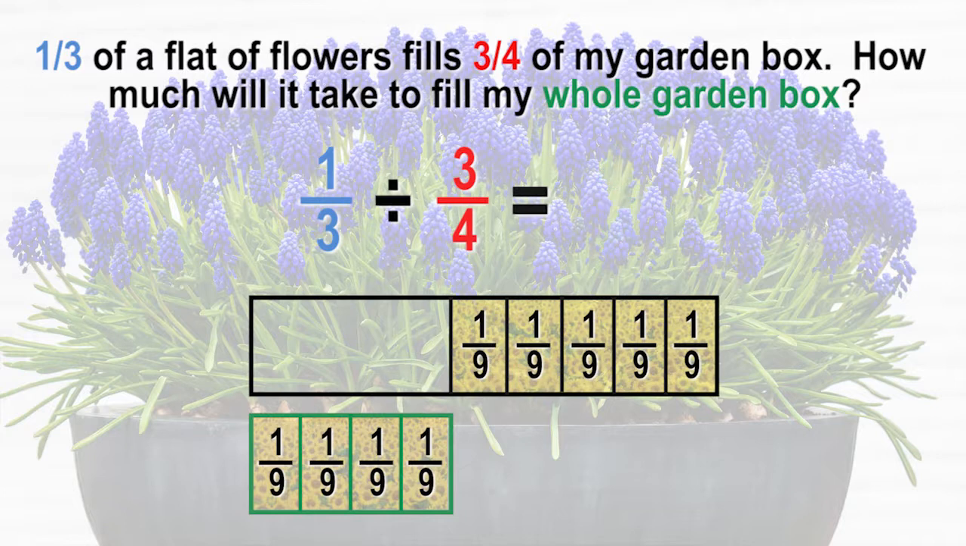We can check our answer with multiplication. We will multiply 1/3 by the inverse of 3/4, which is 4/3. 1 times 4 equals 4, and 3 times 3 equals 9. The answer is 4/9. Let's solve another problem.